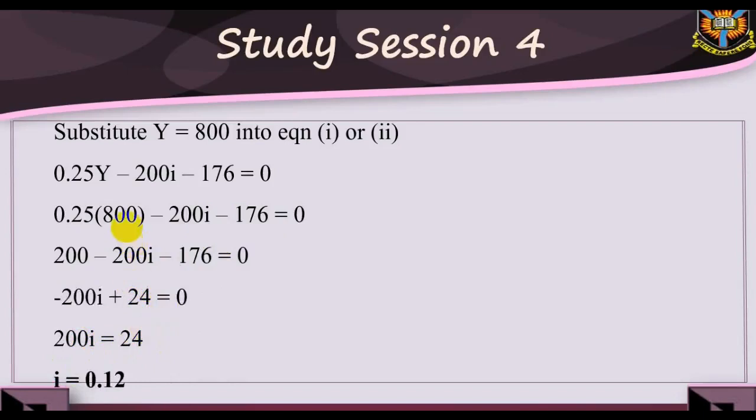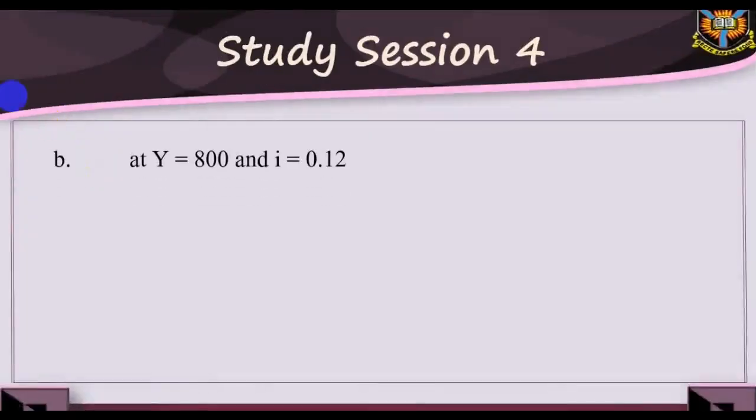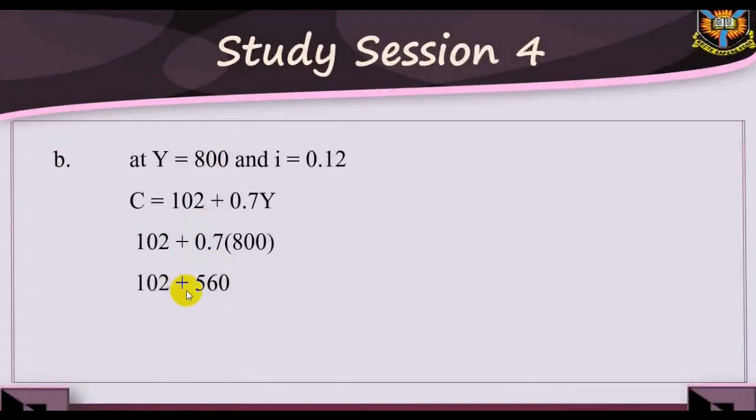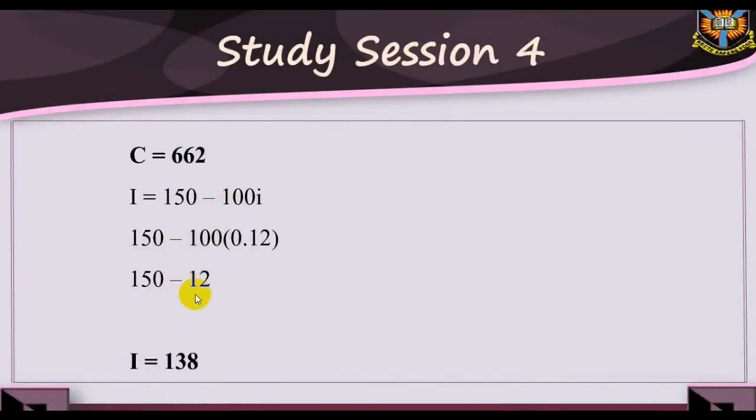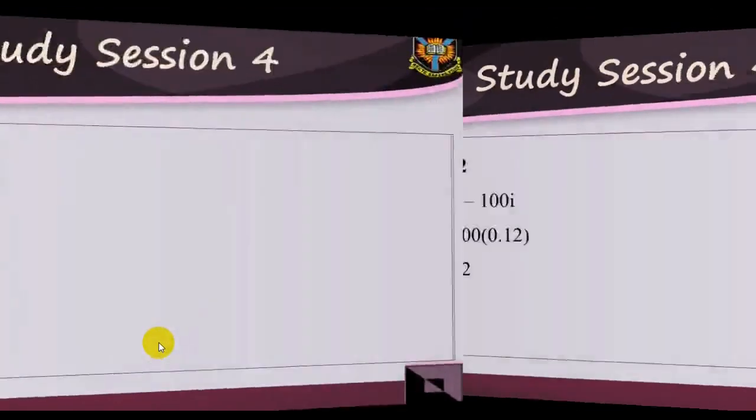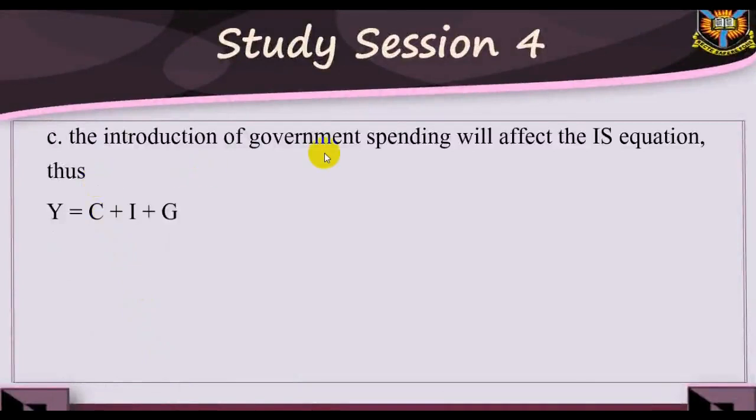B. At Y equals 800 and i equals 0.12, C equals 102 plus 0.7Y, 102 plus 0.7 of 800, 102 plus 560, therefore C equals 662. I equals 150 minus 100i, 150 minus 100 of 0.12, 150 minus 12, I equals 138. C. The introduction of government spending will affect the IS equation.